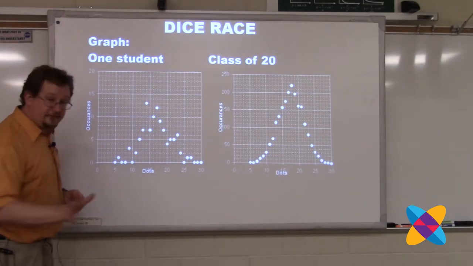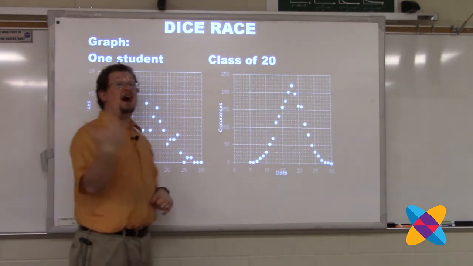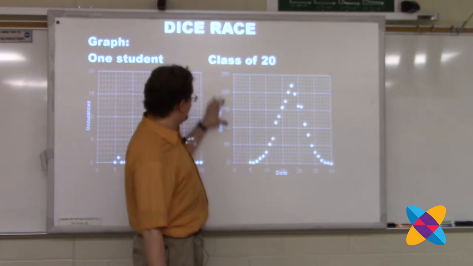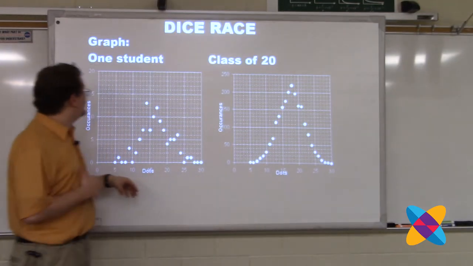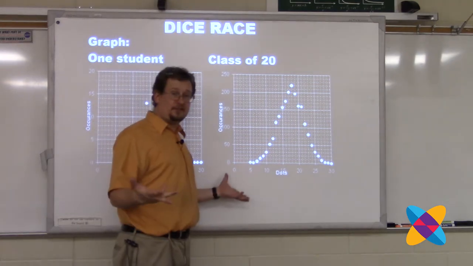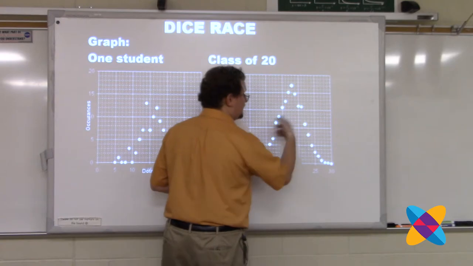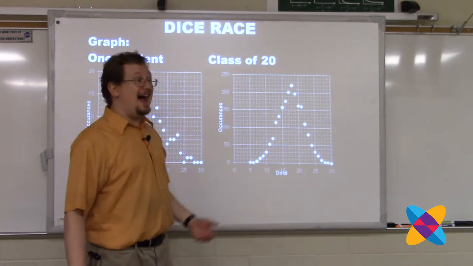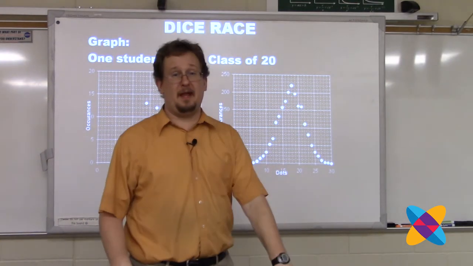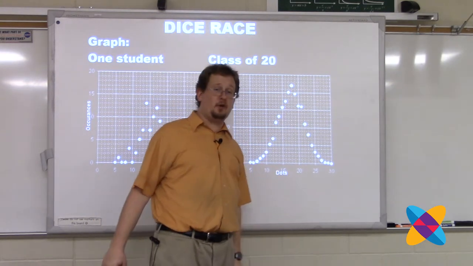So for one student, we have a very rough looking distribution. When we combine everybody's data, first of all, notice that the axis is different. This is 0 through 20, that's now 0 through 250. There's more instances, more occurrences. But now it's a much smoother looking curve. Now, what if we had 1,000 people playing this game and they all rolled the dice 1,000 times? It'd be an awfully smooth curve, wouldn't it?